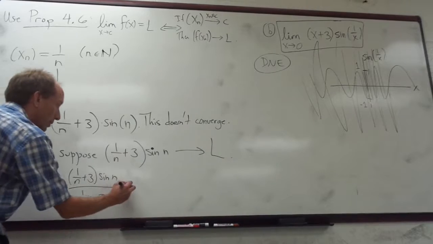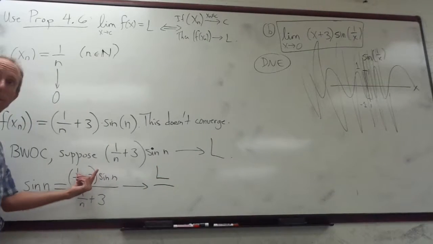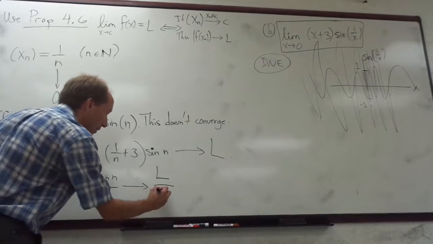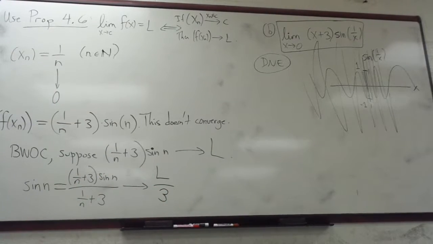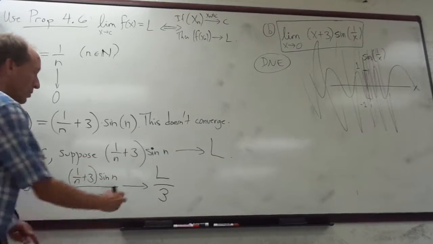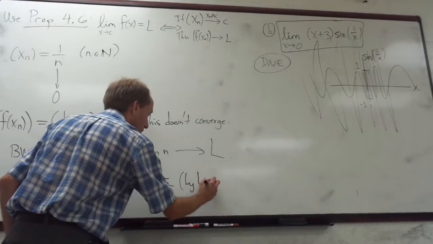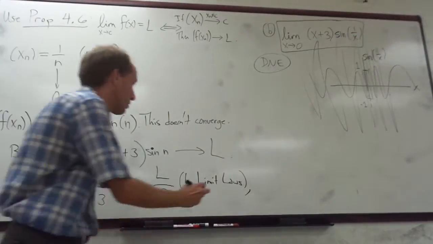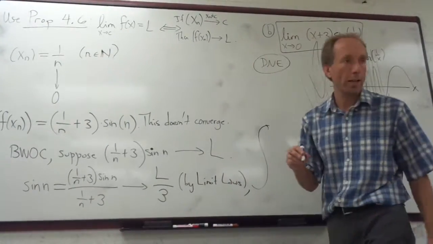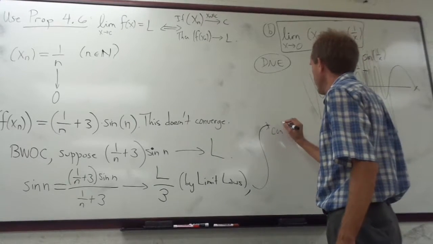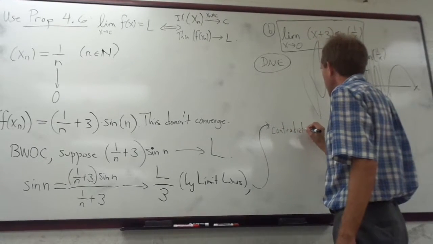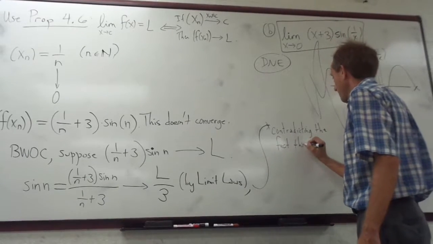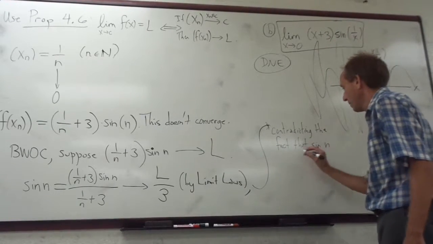The numerator converges to L by assumption, and the denominator clearly converges to 3, right? This converges to 3. Okay, so this is by limit laws. By limit laws, and that contradicts the fact that sine of n does not converge. Okay, contradicting the fact that sine of n doesn't converge.